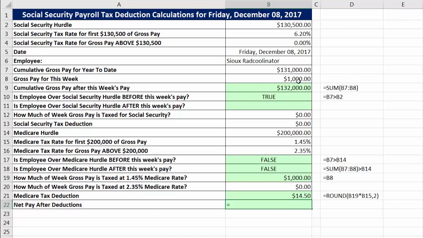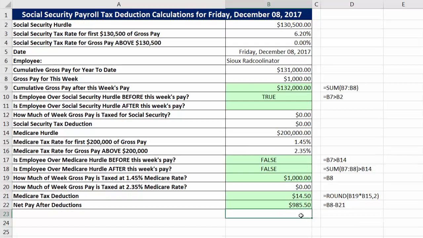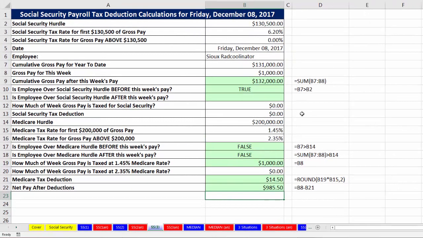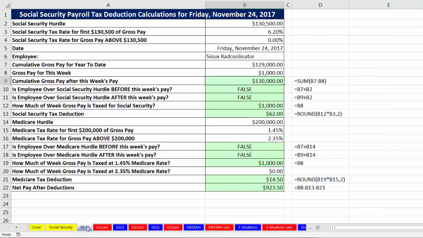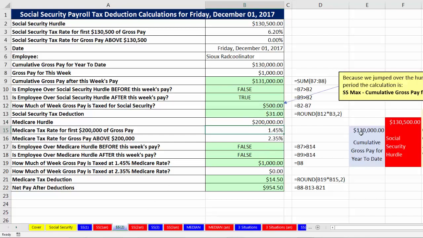Equals, there's the gross pay minus Medicare tax deduction, and that's net pay after deductions. So that means when we are doing Social Security tax calculations, we can have one of 3 situations. Back in situation 1, we were under the limit, and so the entire gross pay was taxed. Situation 2, this is when you jump over the hurdle. So not all of our gross pay for this paycheck was taxed, just part of it.